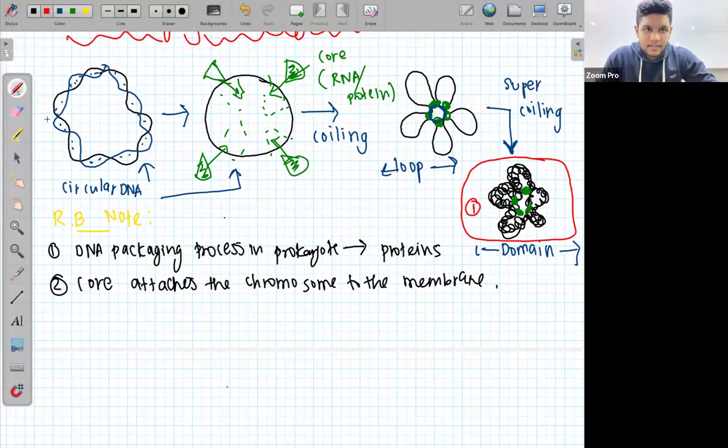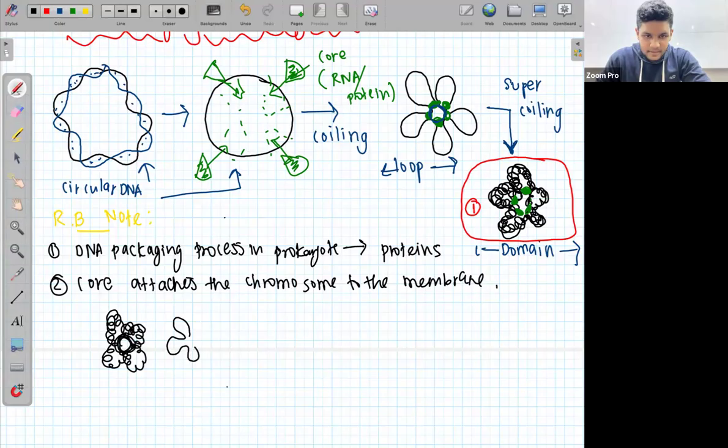Now see, wait, I'll draw it in black. This is the supercoiled DNA that is present, right? There will be another supercoiled DNA that can be present. This is another supercoiled DNA. Here the cores will be present. Don't forget that the cores will be present. Those are the ones that helped the DNA to get that shape. Now these are the supercoiled DNA.